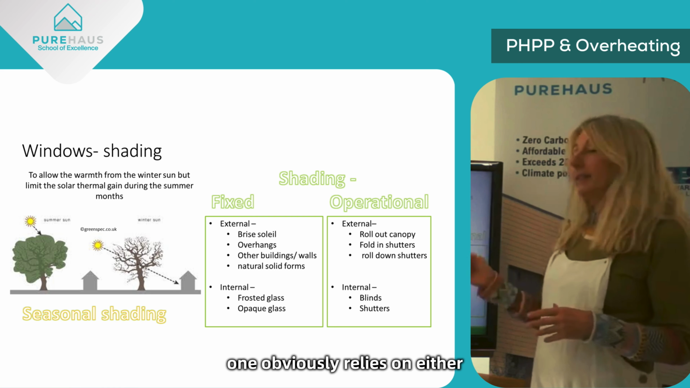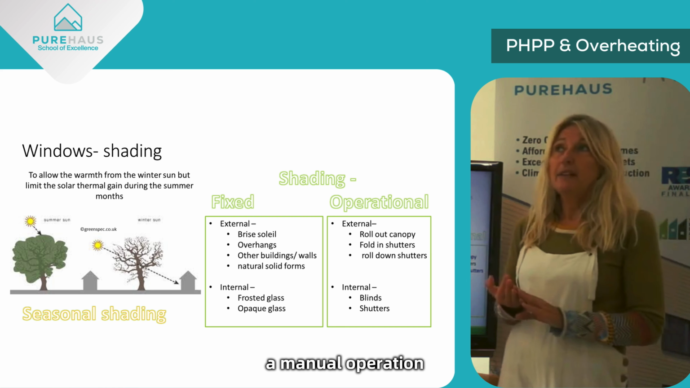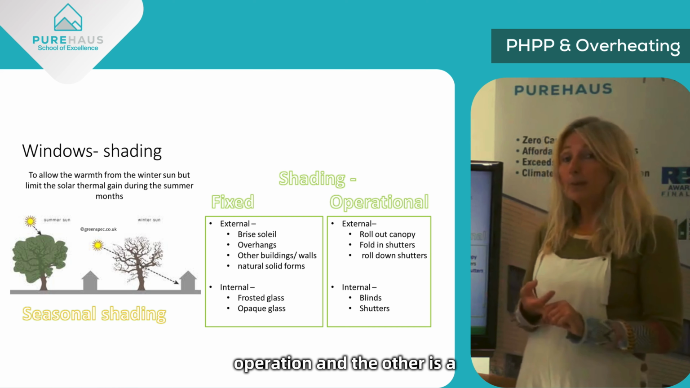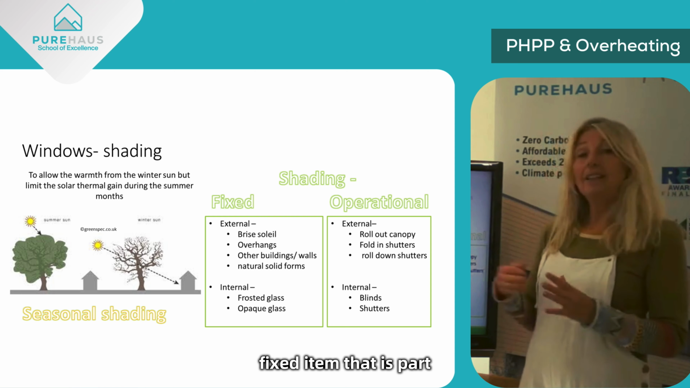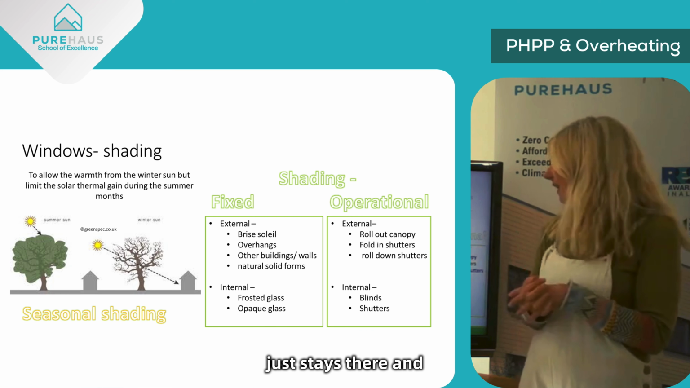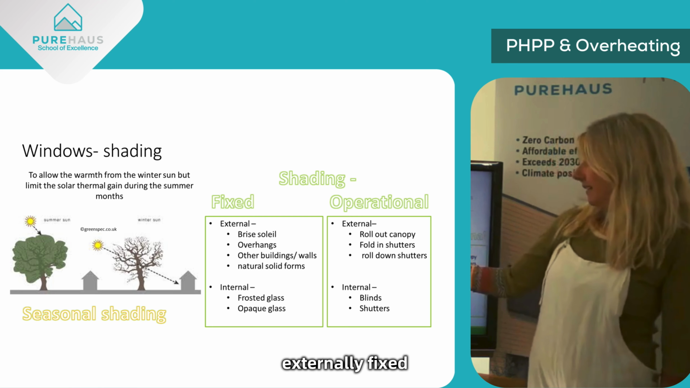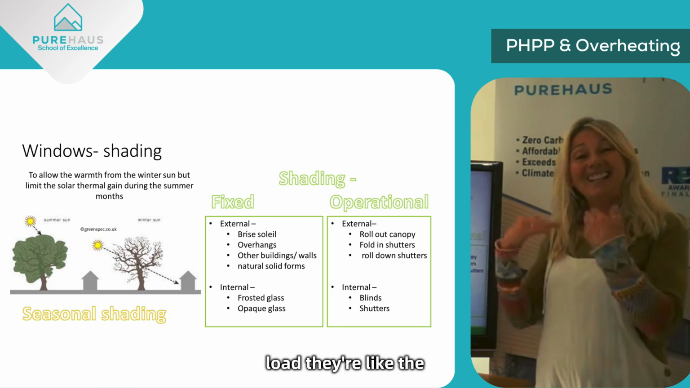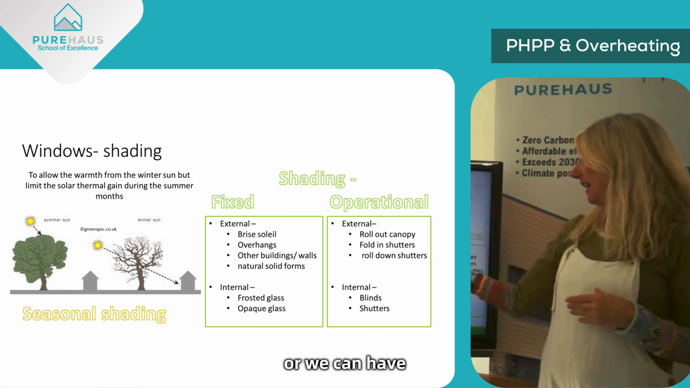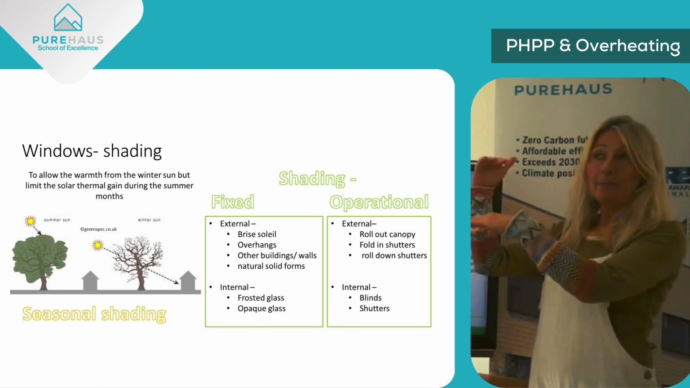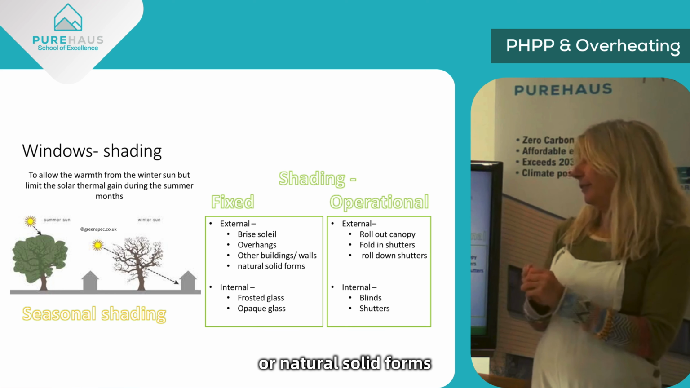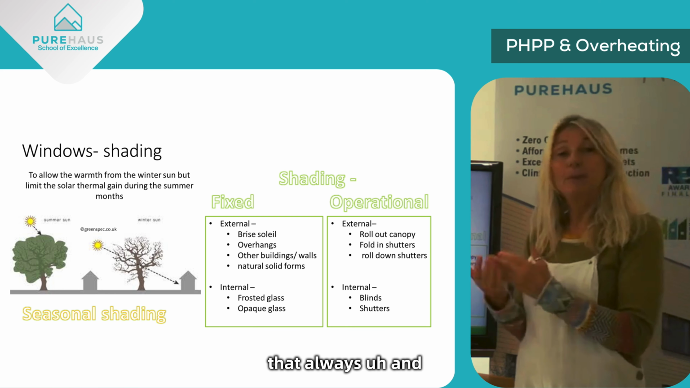One obviously relies on either a manual operation or an electronic operation, and the other is a fixed item that is part of the architecture of the building. It just stays there. And externally fixed we call them brise-soleil. They're like the louvered canopies, or we can have overhangs, perhaps some other parts of the building, and or natural solid forms, like fir trees and things that are always there.